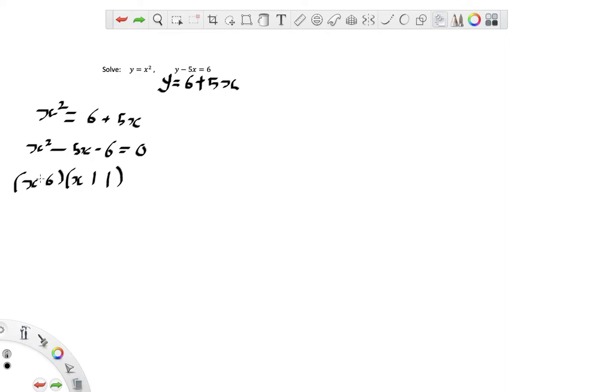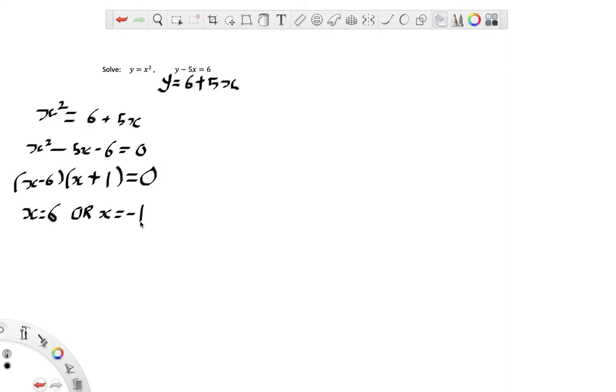So I'm happy that that's factorised. So I'll just write that back in. So that was positive, and that was a negative there. And obviously this is all equal to 0. Okay, so what are my solutions for x? Well, x can be equal to 6, or x can be equal to negative 1.